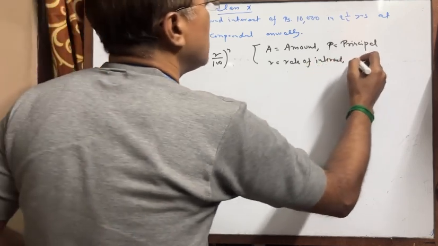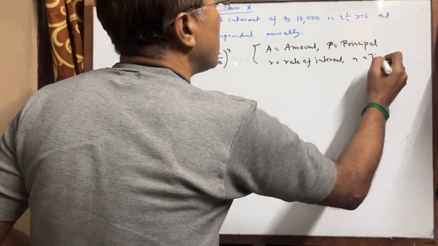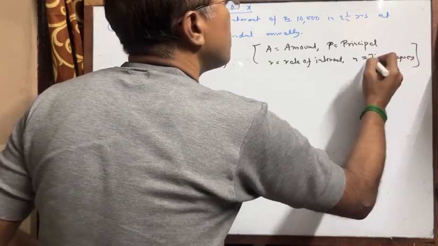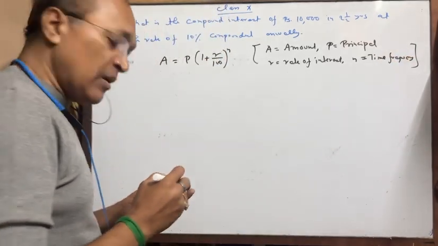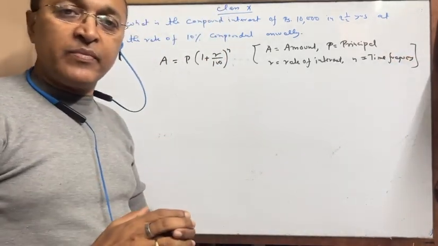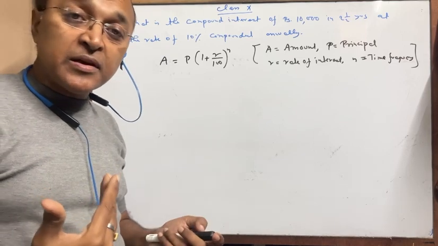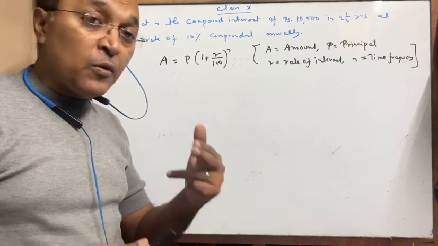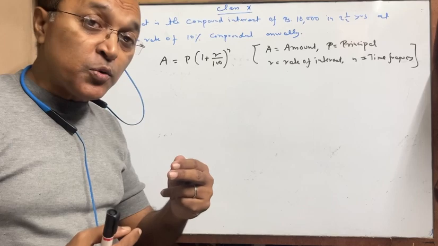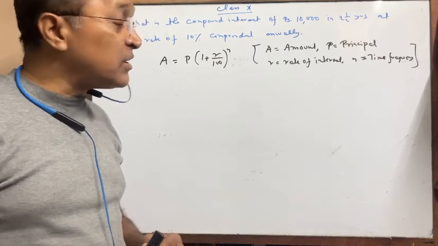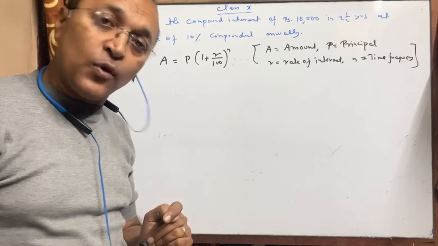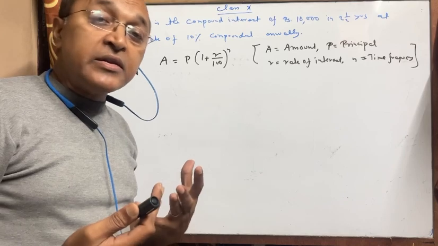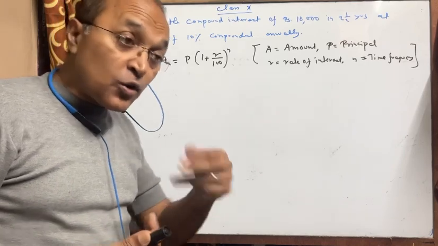and n is the time frequency. Time frequency means here it is annual. The rate is 10% compounded annually. So we have to find the time with respect to per year. How many years are there? 2 whole years and half a year. Okay, so let's start. First we will try to find the compound interest after 2 years.